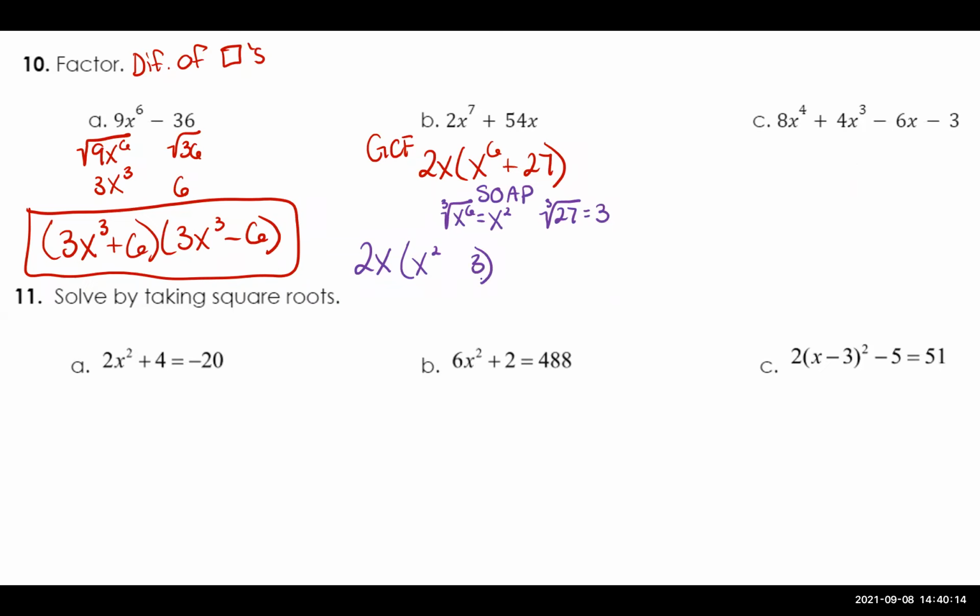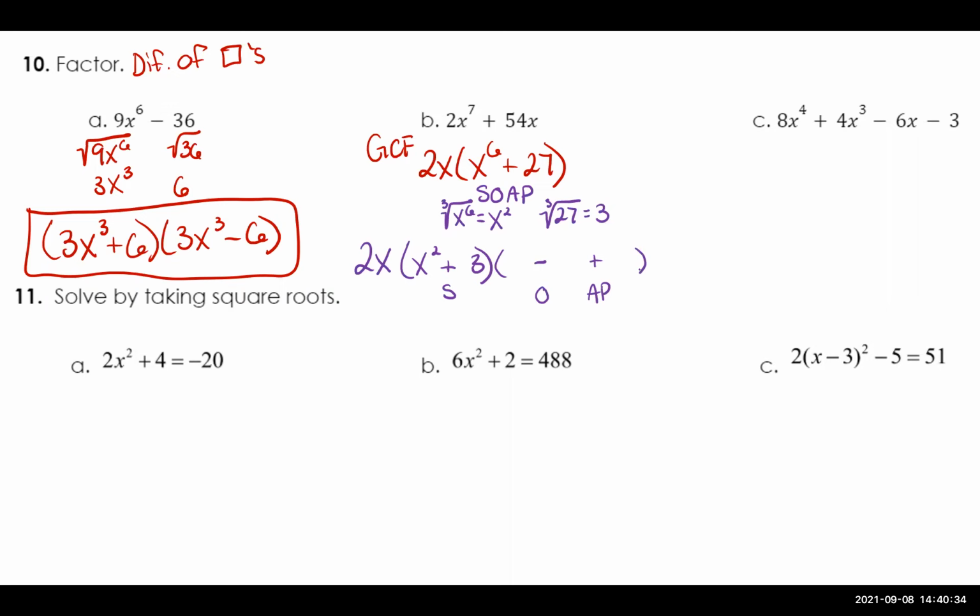Now the word SOAP is an acronym to help you remember the signs. The S stands for the same signs. There's a plus here, so there's going to be a plus in that parentheses. The O stands for opposite sign, so the next sign is going to be a minus. And then the last sign is always positive. There's always going to be a plus there.